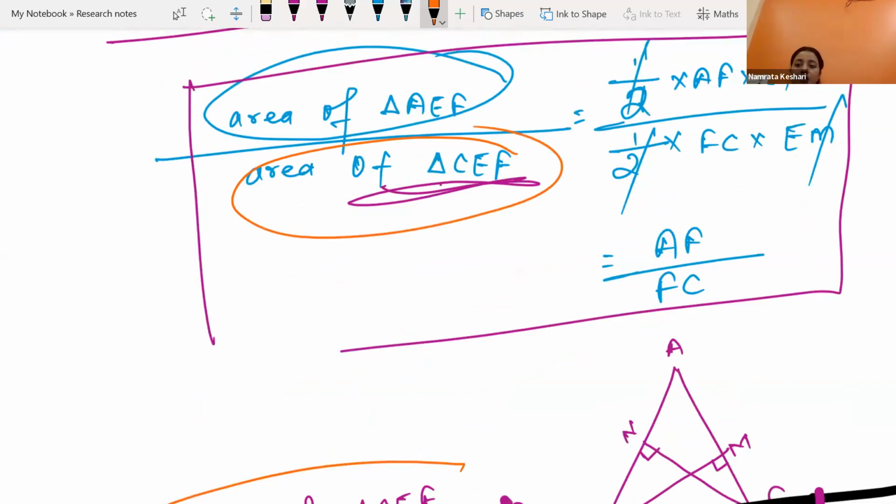Now let me come to you one by one. This area concept is clear or not?